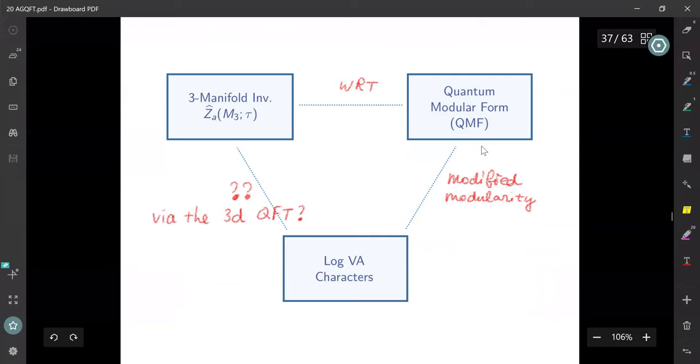And then you might ask yourself why. I think the quantum modularity is quite natural from the point of view of the relation to WRT, although we don't know what is explaining what at this point. And then hopefully we can understand the presence of log VOA via the 3D supersymmetric field theory. And from the point of view of the relation between quantum modular forms and log VOA characters, you can think about this as a modification of Zhu's theorem for rational VOAs, that there are still some hints of modularity remaining, even if you're thinking about logarithmic VOAs.